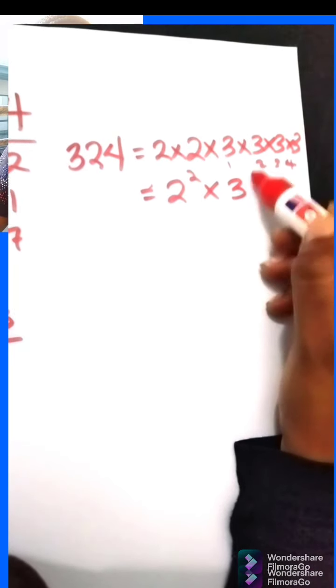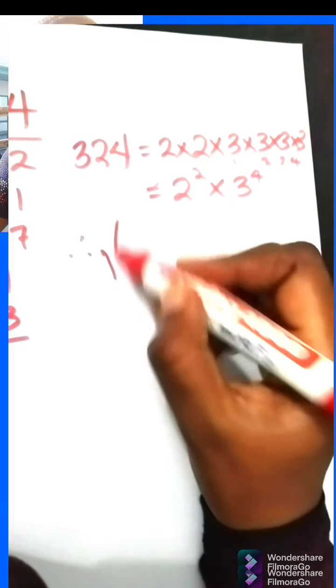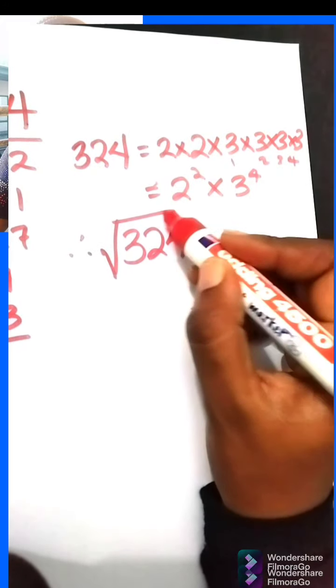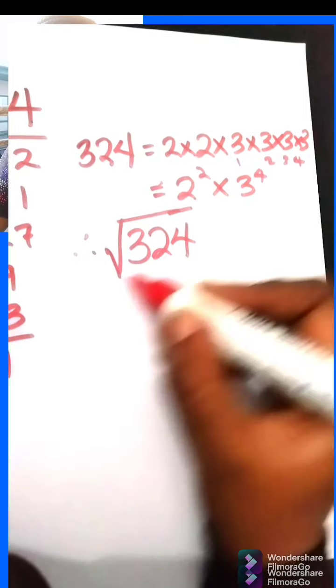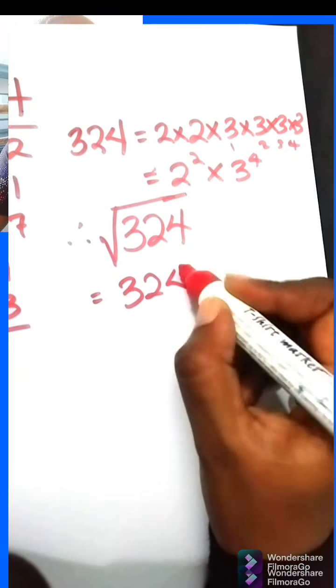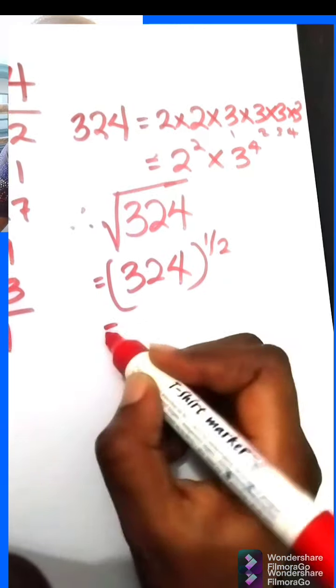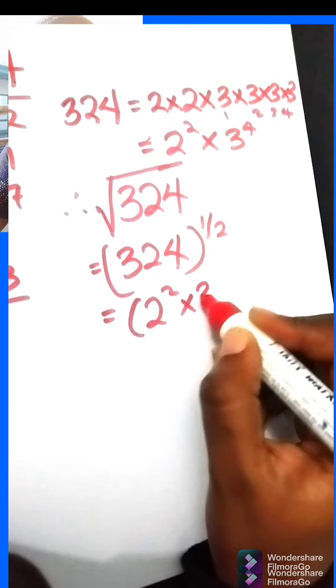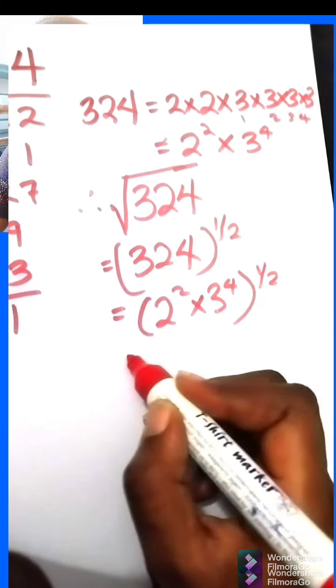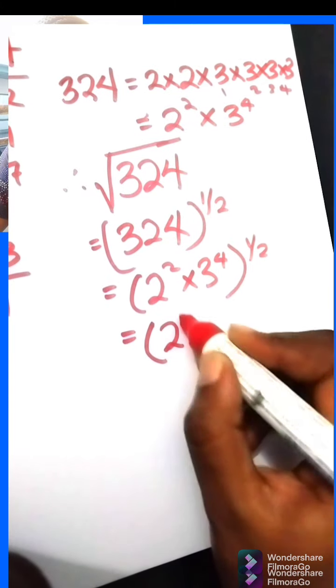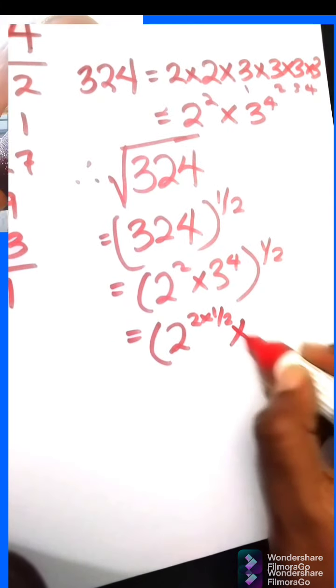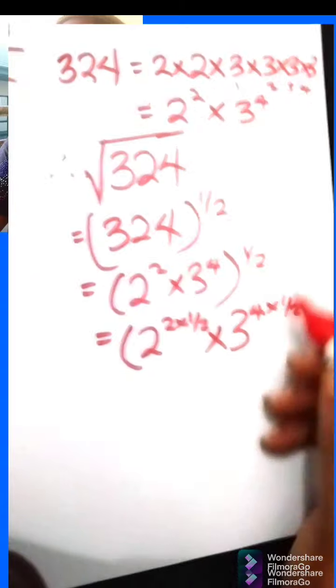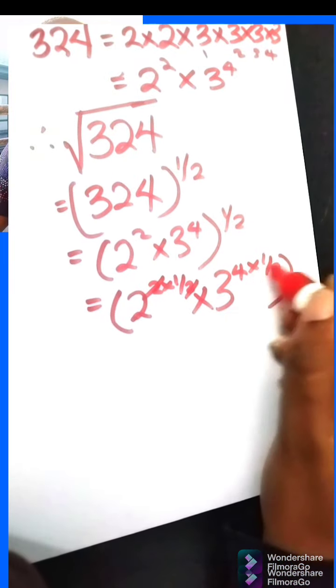So we have 2 times 2, that will eliminate 1, 2. So we have 3 times 3, eliminating 1, 3. We have another 3 times 3, eliminating another 3. So finally we're going to have 2 times 3 times 3. That will give us 18. So this is the manual method of finding the square root. 18 is the square root of 324.